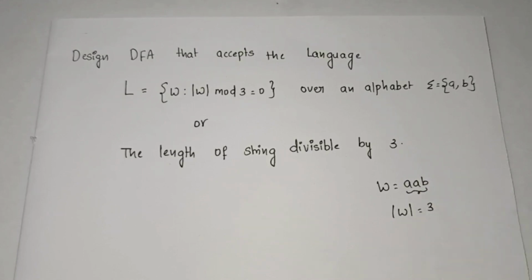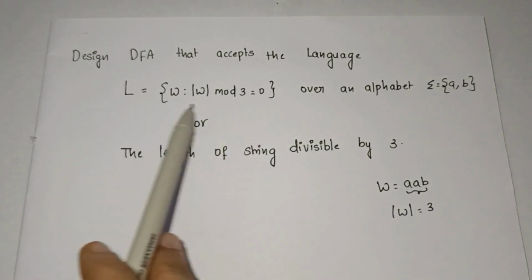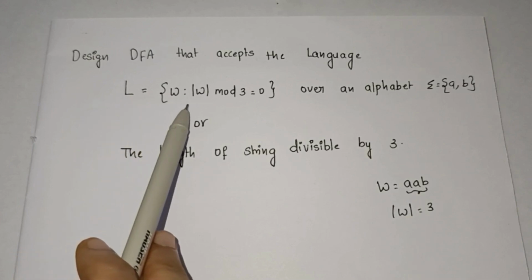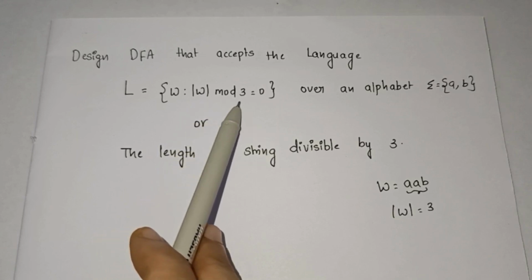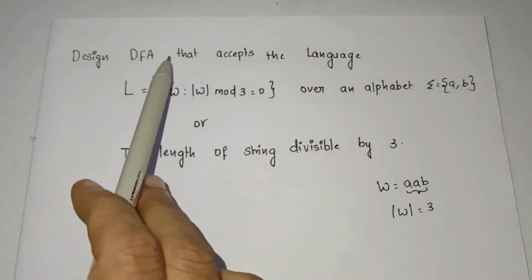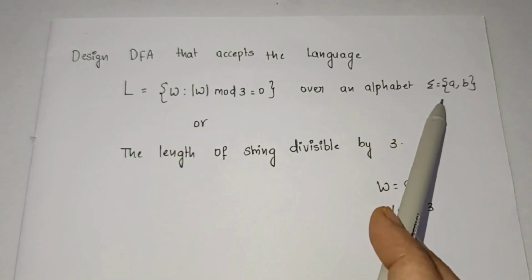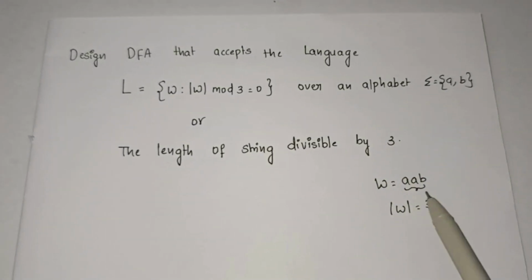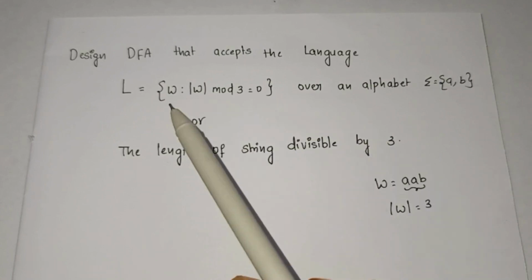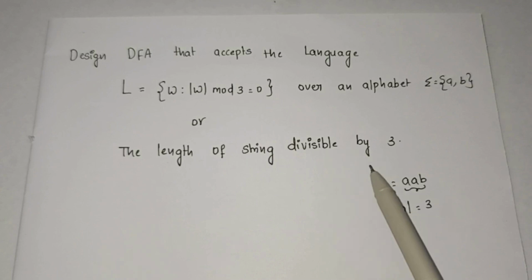So the question can be given in the roster form, that is capital L equals to W such that modulus W mod 3 equivalent to 0. If that is true, then that type of string should be accepted by our DFA. The string should be formed over an alphabet sigma equals to a comma b, which means whatever strings you take should be a sequence of input symbols a's and b's. Or the question can be given as the length of the string is divisible by 3. So this is our question.